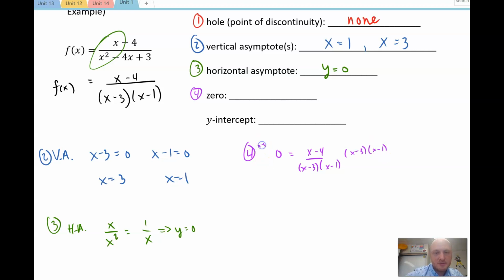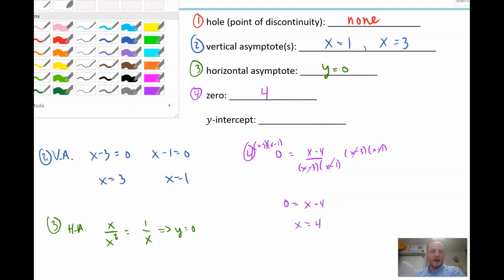Okay, so same thing, x minus 3, x minus 1. These cancel, right? And we get 0 is equal to x minus 4. And then I solve. So I get x is equal to 4. So I have a 0 at 4. And when you get the vertical asymptotes, if you have 2 of them, some weird things start to happen, even though you have a horizontal asymptote at y equals 0.